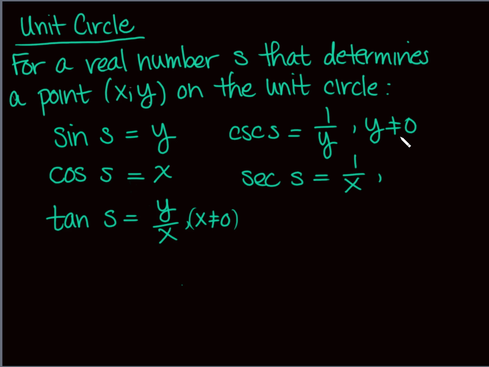Excuse me, on the x-axis. When y is 0, that's the x-axis. And right here, when x is 0, this is the y-axis. I'm so sorry. This right here is the x-axis. And then secant 1 over x, x can't be 0. So this, again, is the y-axis.